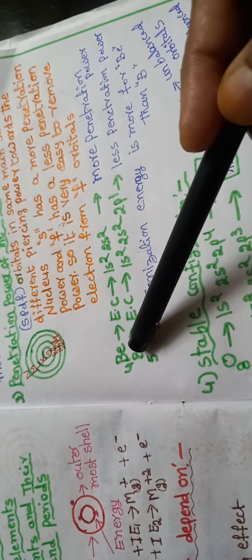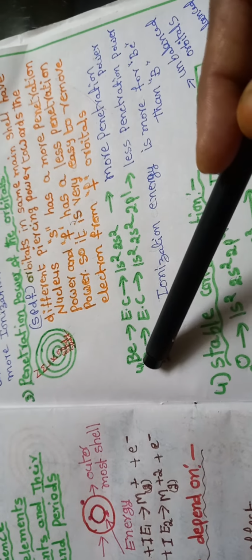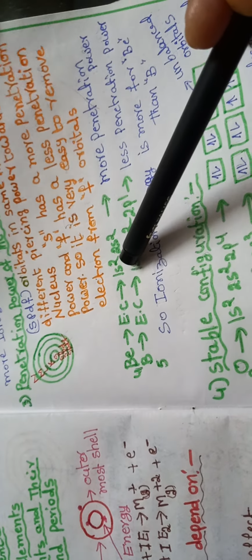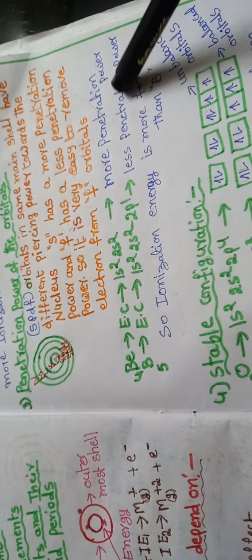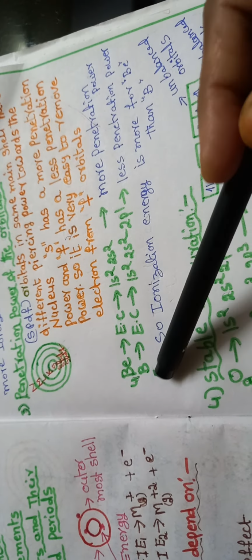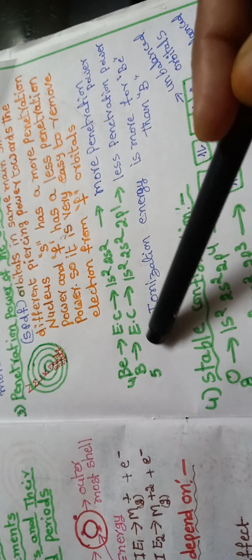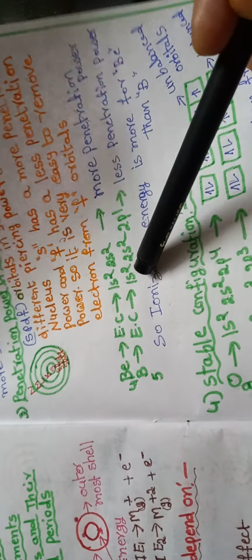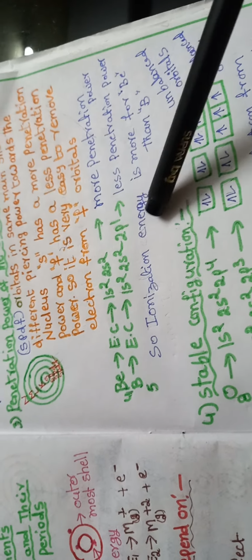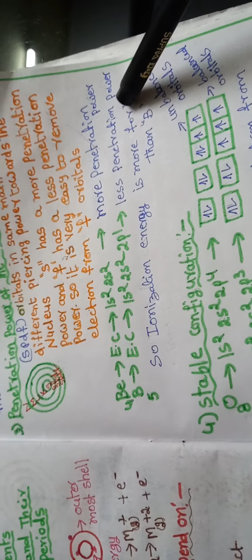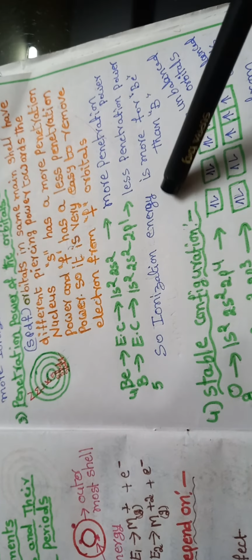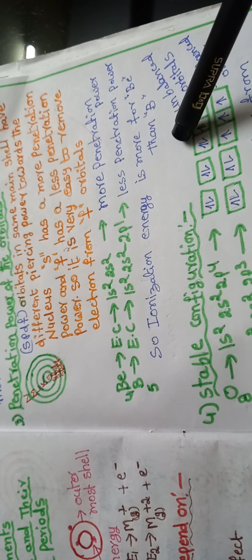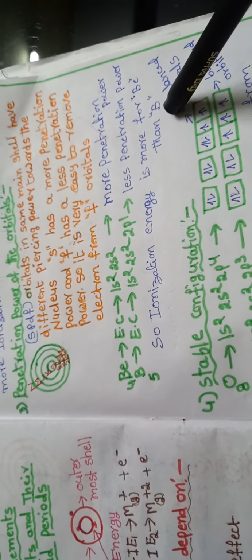Beryllium has 4 electrons, with electron configuration 1s2 2s2, so more penetration power is there. Boron has 5 electrons, with configuration 1s2 2s2 2p1, so here we can see less penetration power. So ionization energy is more for beryllium than boron.